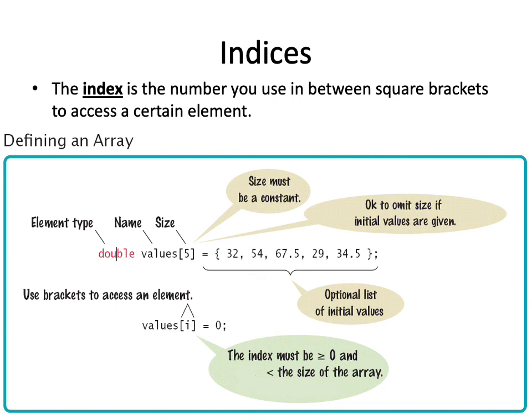Now indices in C++ and in C and in Java all start counting from 0. So if you have values[0], you're looking at the first element in the array. If you have values[1], you're looking at the second element of the array. And you can see that in the next slide as well.